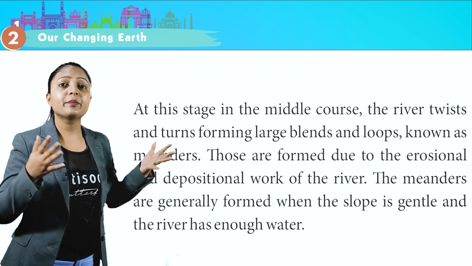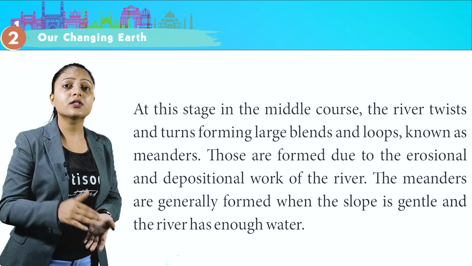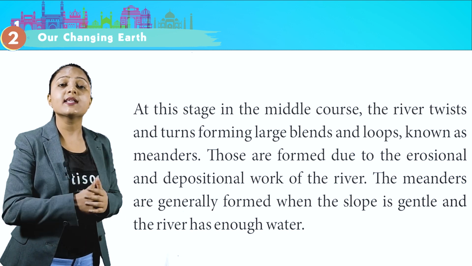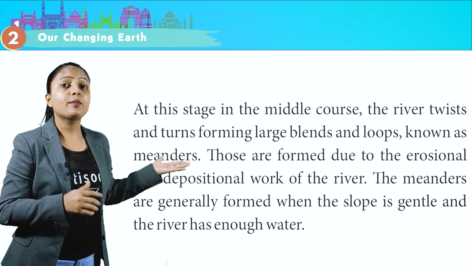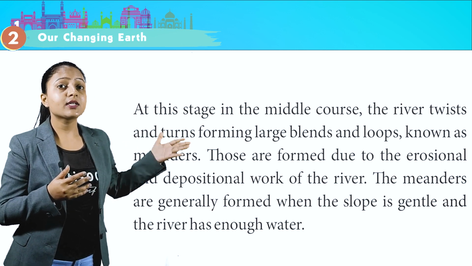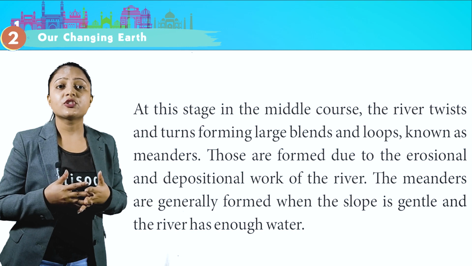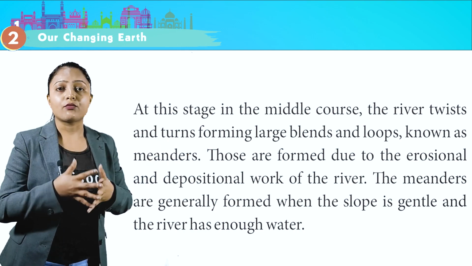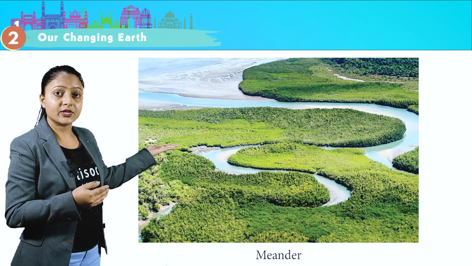At this stage in the middle course, the river twists and turns, forming large bends and loops known as meanders. These are formed due to the erosional and depositional work of the river. The meanders are generally formed when the slope is gentle and the river has enough water. This is the image of a meander.